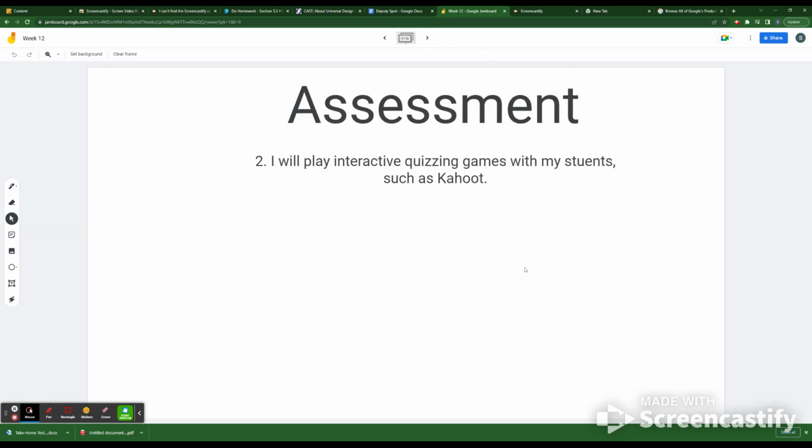And then number two, I'll play interactive quizzing games with my students such as Kahoot. Second graders love technology. They love being online. So having them get out their Chromebooks and asking them to play a game with me on the Chromebook would be super beneficial for them and for me because I get to see what they've learned.